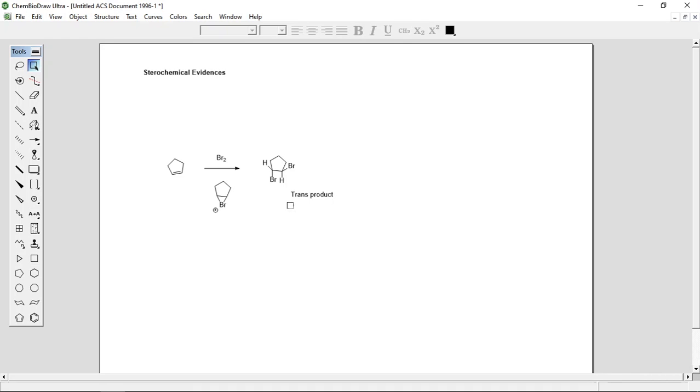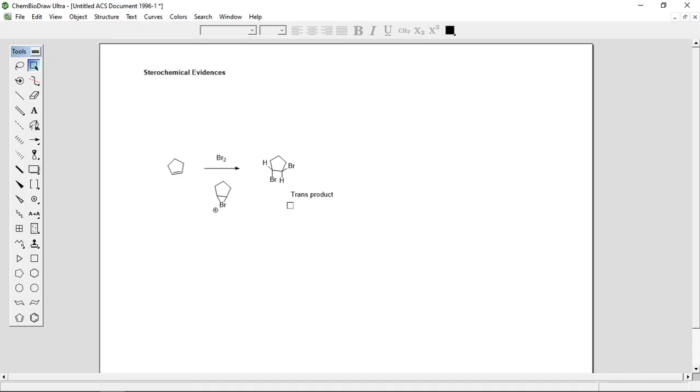The addition of bromine to a carbon-carbon double bond is a two-step reaction. First there is a formation of the cyclic bromonium ion intermediate, then another Br attacks from the bottom side and it opens the ring. That's why you are getting the trans product. So it is a two-step process.